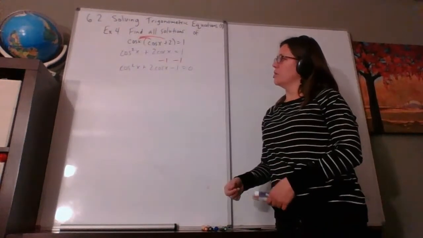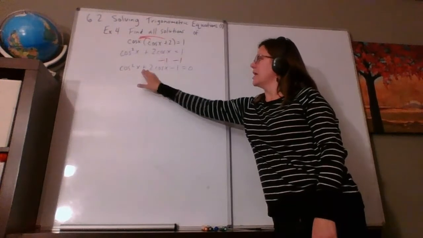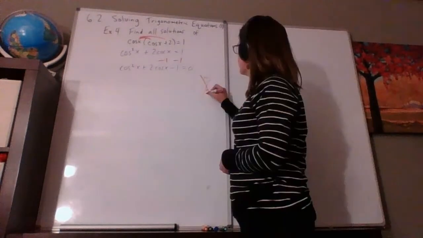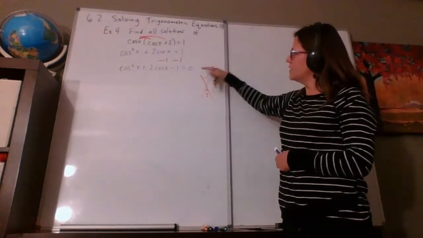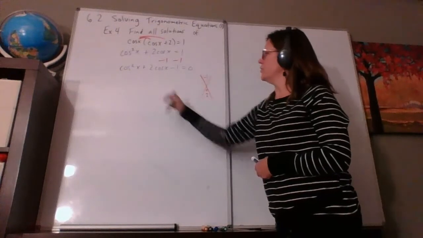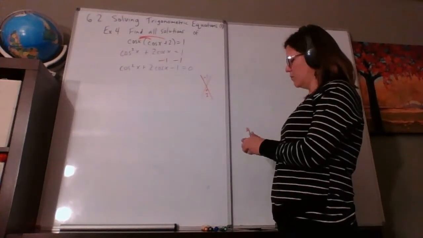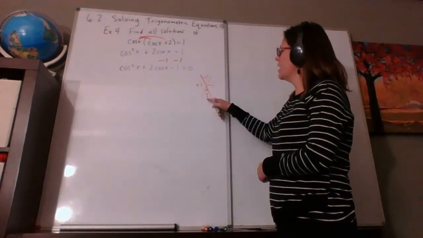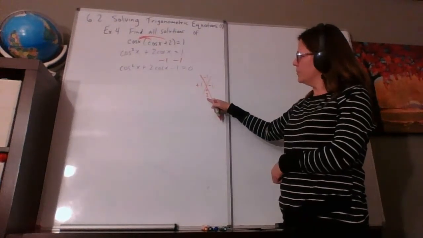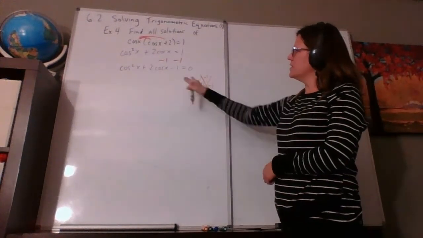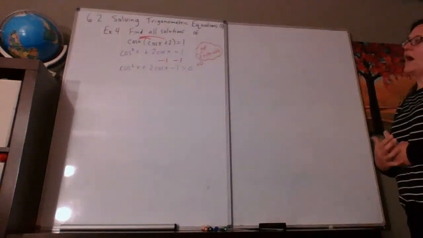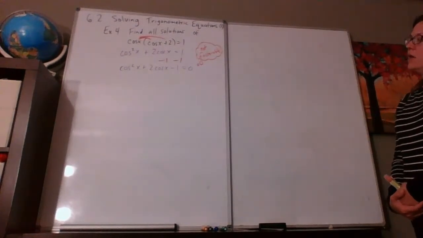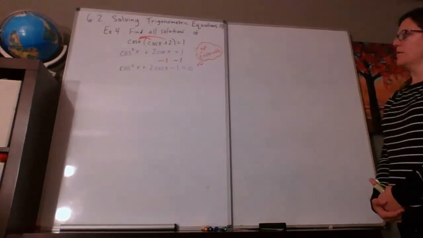Because we have a trinomial with 3 terms, we have cosine squared x and a cosine x and a constant, we will first try and factor. So we're looking for two numbers that multiply to -1 and add to 2. The only two integers that multiply to -1 are +1 and -1. However, they do not add to 2. So therefore, this is not factorable. Since we have a trinomial that is not factorable, we will go ahead and employ the quadratic formula.